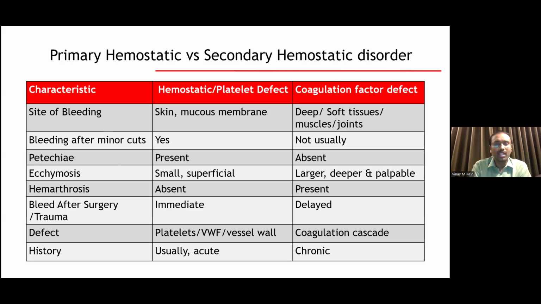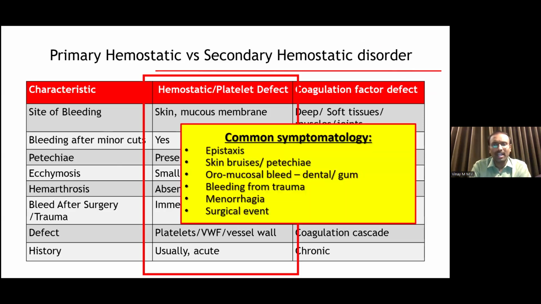Platelet type of bleed is a primary hemostatic bleed, and usually the symptomatology that we see are epistaxis, skin bruises, petechiae, oromucosal bleeds, bleeding after trauma, menorrhagia in adolescent girls, and surgical bleeding. Usually deep or soft tissue bleeds are not a part of thrombocytopenia type of bleed.